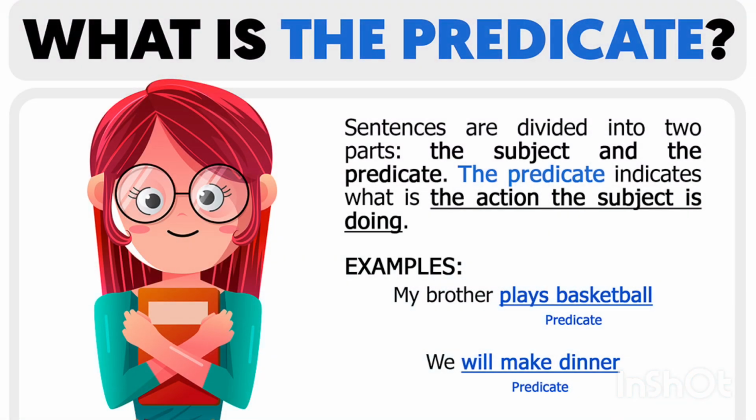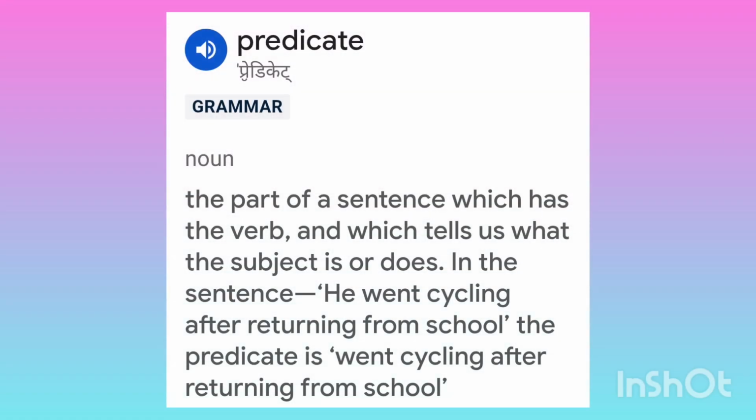The predicate is the telling part. It tells us what the subject is doing or what is said about it. Let's take the definition of it. A predicate is a part of the sentence which tells us something about the subject. The predicate completes the meaning of the sentence. It tells us what the subject is or does. Let's understand this with an example.